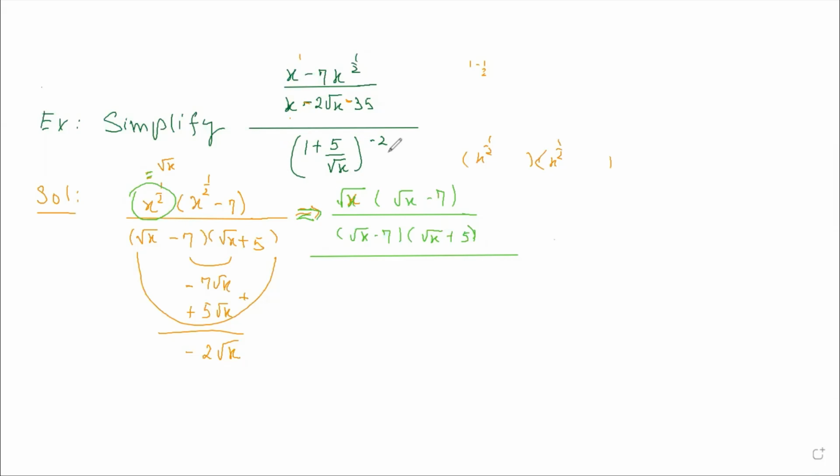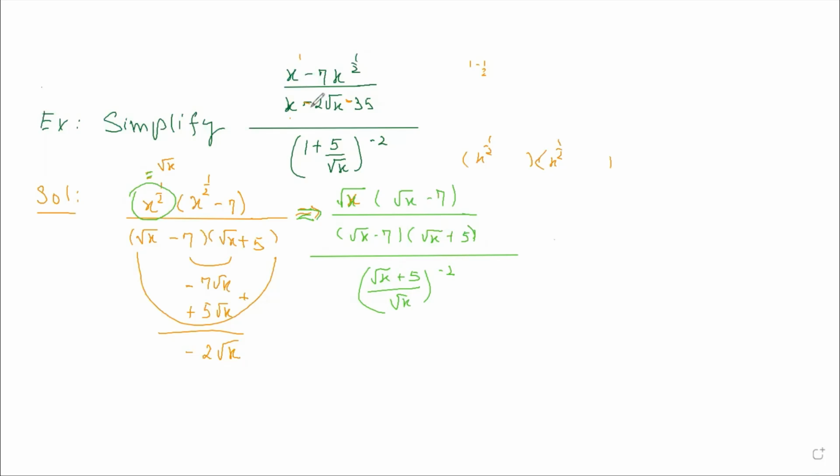So what I can do is simplify it first, right? Simplify inside the bracket. So LCM square root x. So I time it up, becomes square root x plus 5 over square root x, right? And the whole thing power negative 2.